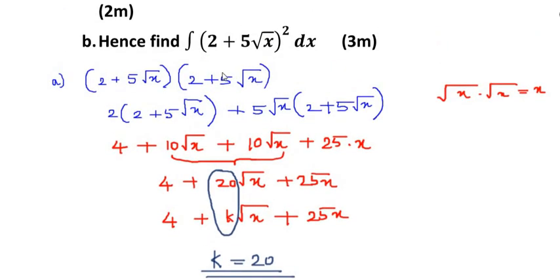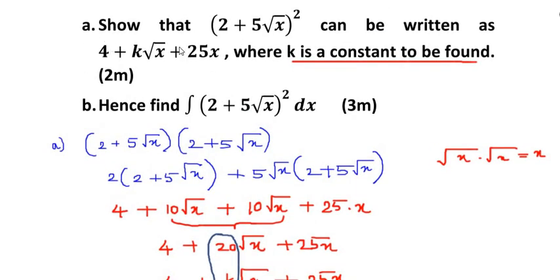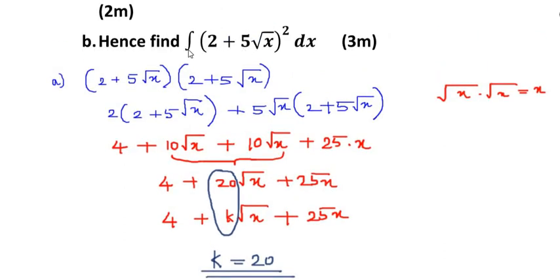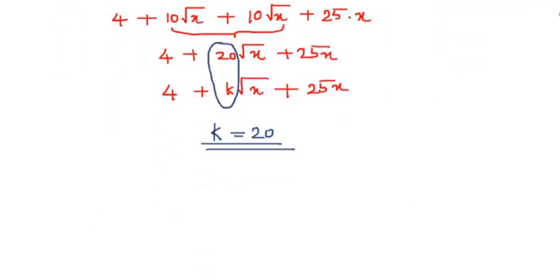Now let us look at part B. Hence find the integration of (2 plus 5 root x) the whole squared dx, and this is for 3 marks. Just now in part A we have expanded (2 plus 5 root x) the whole squared. That was 4 plus 20 root x plus 25x. So we are going to integrate the expanded version of this question. So let us start with part B. So in part B we are going to integrate the expanded version.